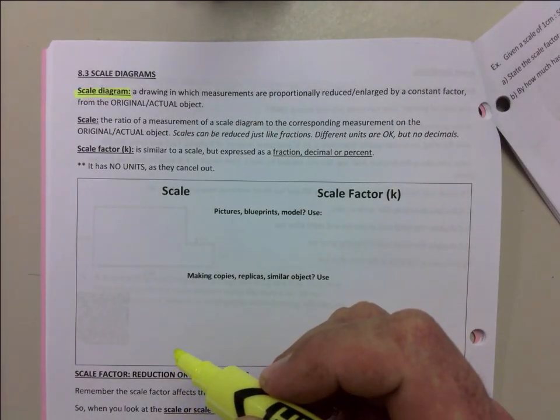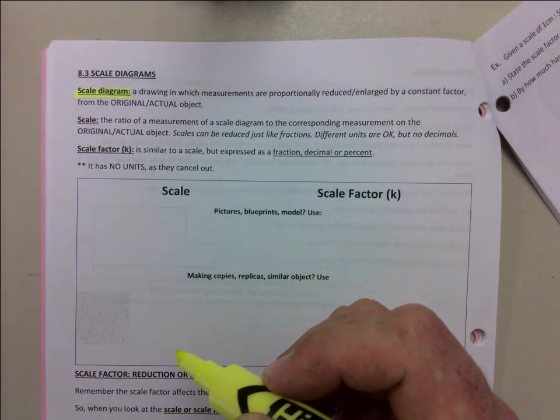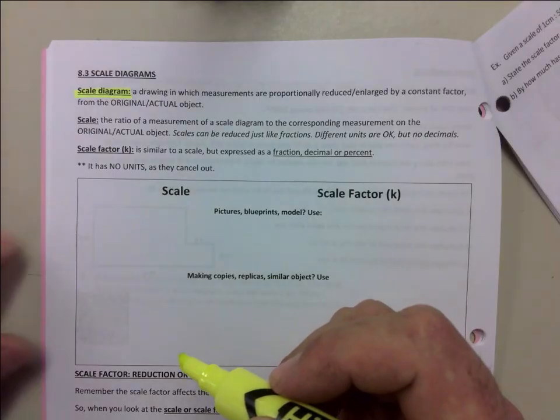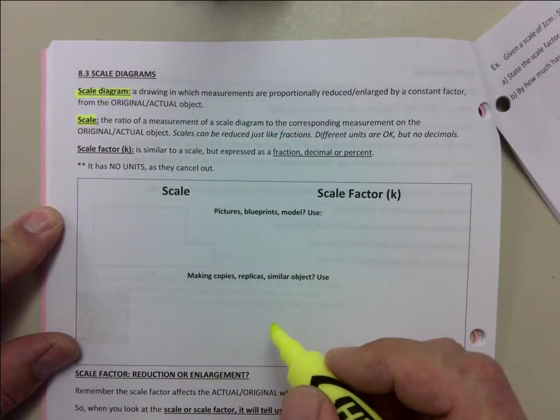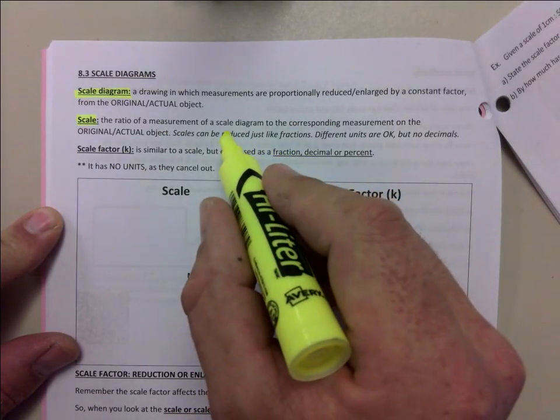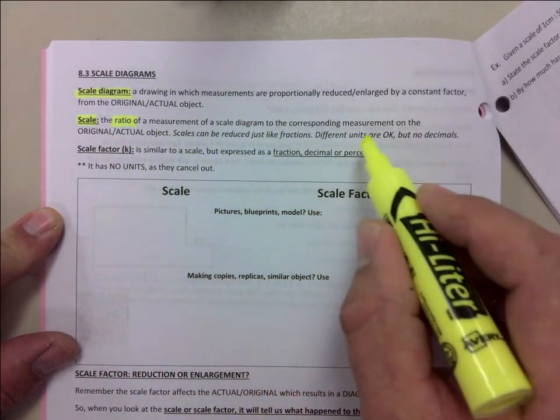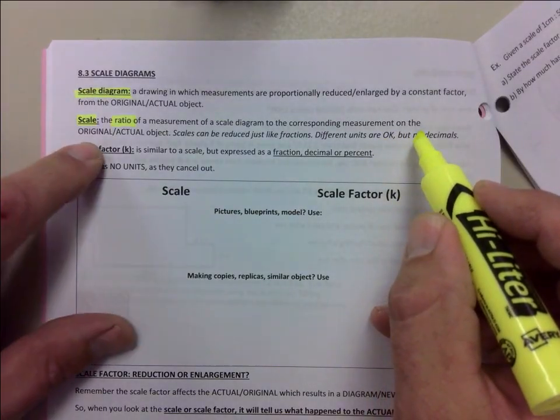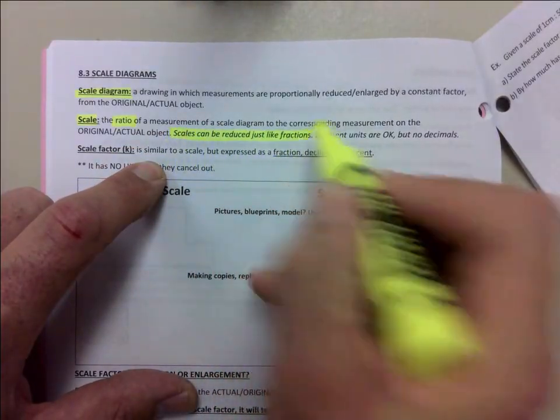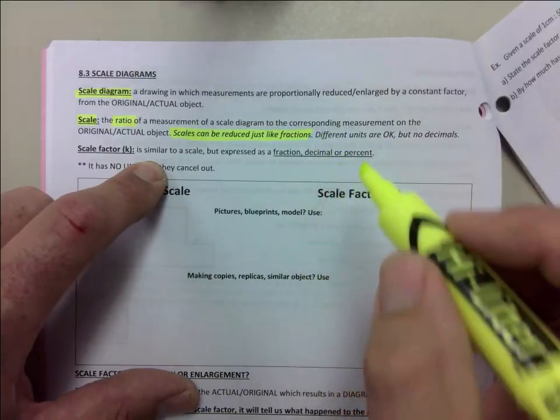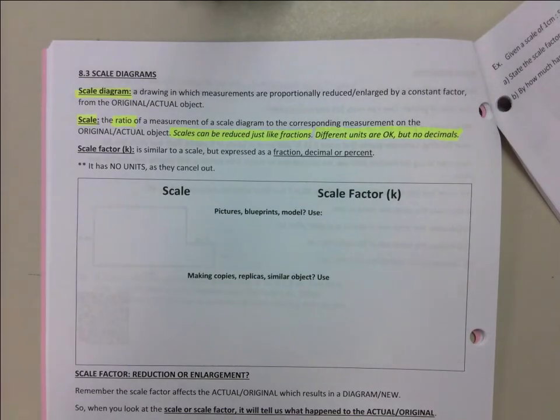If you have the picture of a cell in bio, that's a really small thing that has been now enlarged by a scale factor, okay? What's scale? Scale is the ratio of the measurement of a scale diagram to the corresponding measurement on the actual or the original object. Scales can be reduced just like fractions. Different units are okay, but no decimals. That's one thing you need to remember about scales, right?